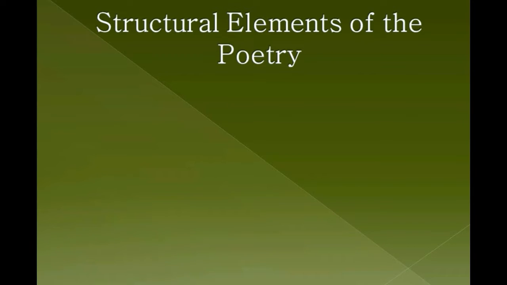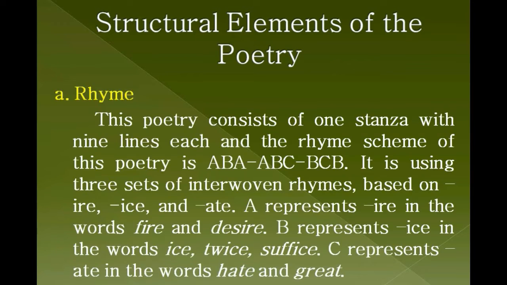And the second is the structural elements of the poetry. First is rhyme. In analyzing this rhyme, we look at the monosyllabic words in this poem such as ice, twice, suffice, fire, and desire. They have the same ending sound when heard. That's called rhyme. There is a repetition of the vowel I sound in the words ice, twice, and suffice. They are also monosyllabic. In addition, the repetition of the vowel sound in desire and fire also adds to the sound effect in the reader's mind.